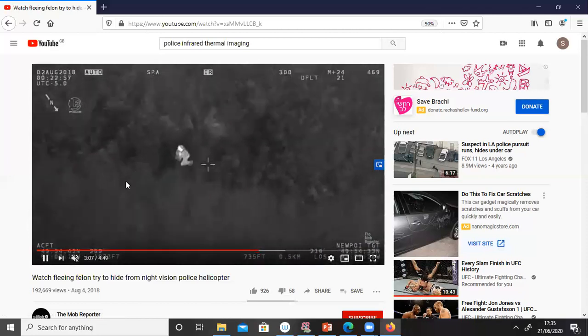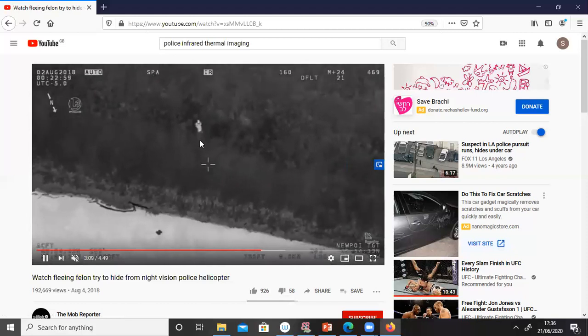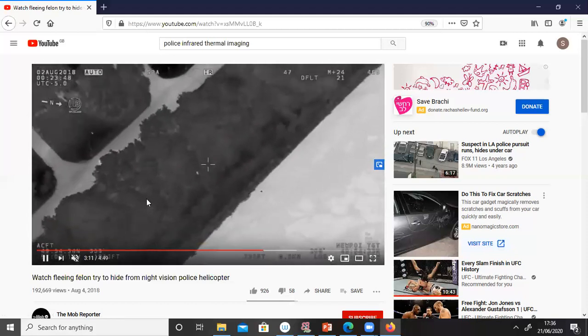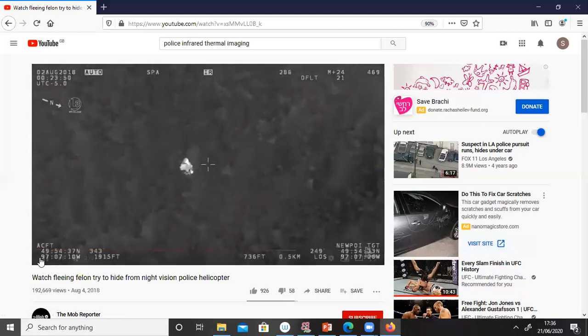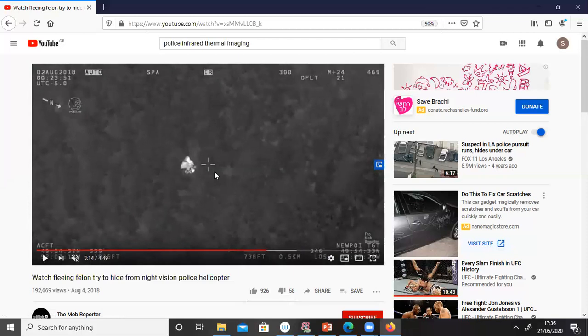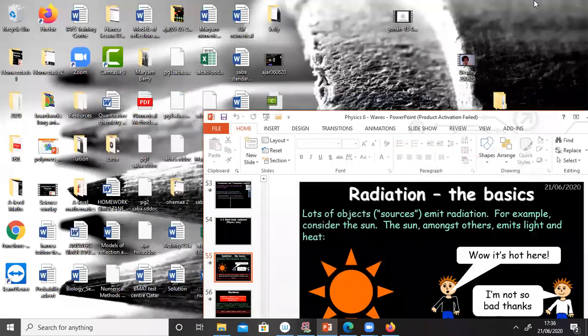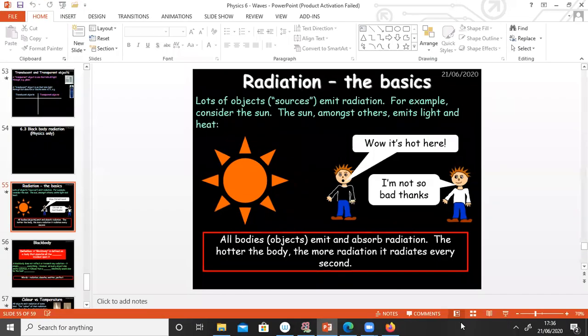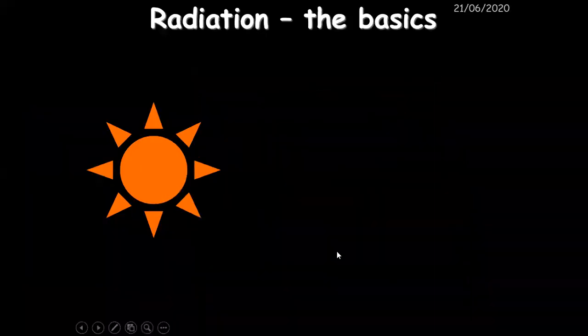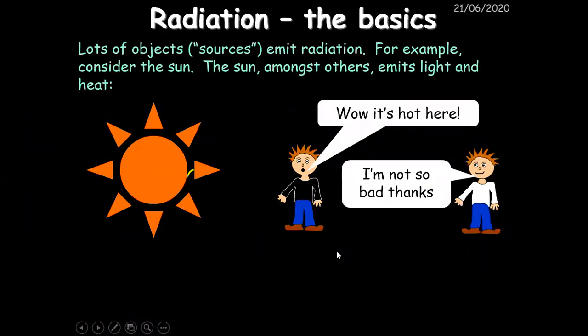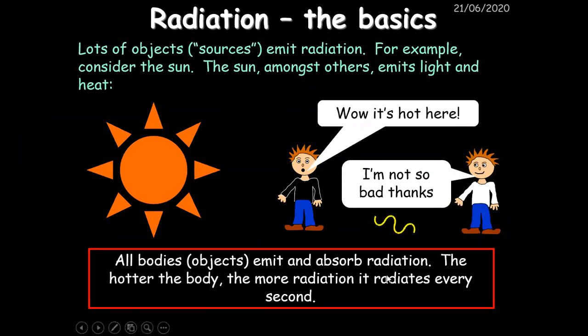A person running through the bushes, this person's got a gun on him, you can see, or her, is releasing heat. So look, amongst the trees, because the person's releasing more heat than the trees, he sticks out like a sore thumb. So all objects release some type of heat, yeah? I want you guys to write this down. All bodies, anything you find, either do one of two things. They either emit or absorb radiation. They usually do both. The hotter the body, the more radiation it radiates every second. Write that down, guys.